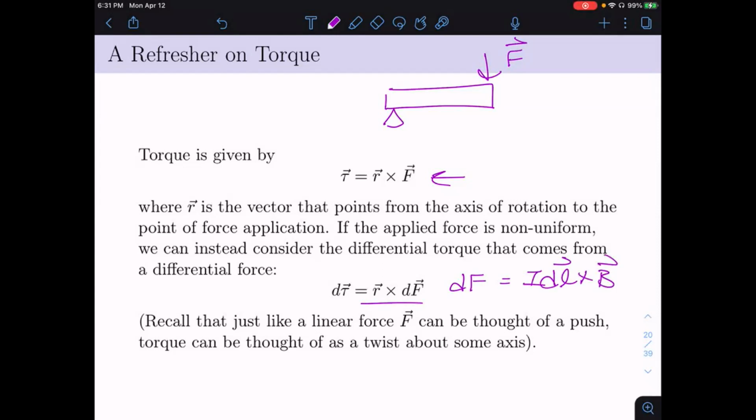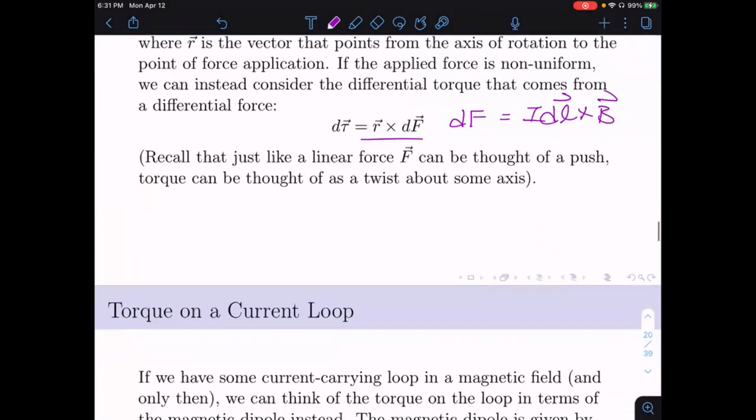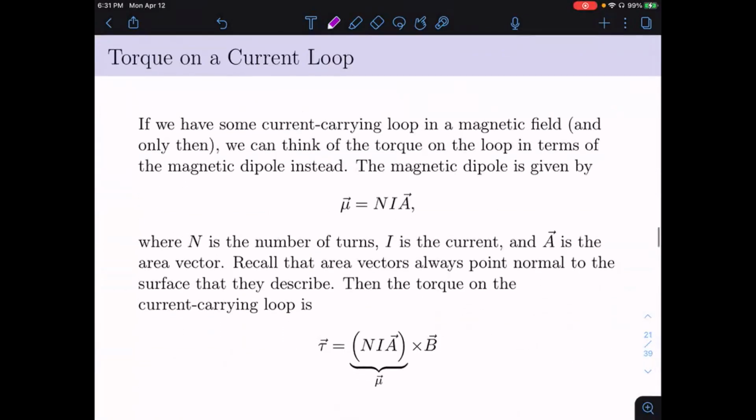Or, I can scroll down here just a little bit and look at this relationship called the magnetic dipole moment. Why it's called magnetic dipole is not super important to you guys, but just know that it's given by the symbol mu, and effectively is equal to N, the number of turns in your loop, times the current in your loop, times the area vector of that loop. So again, this is useful for torque on a current loop, not a wire.